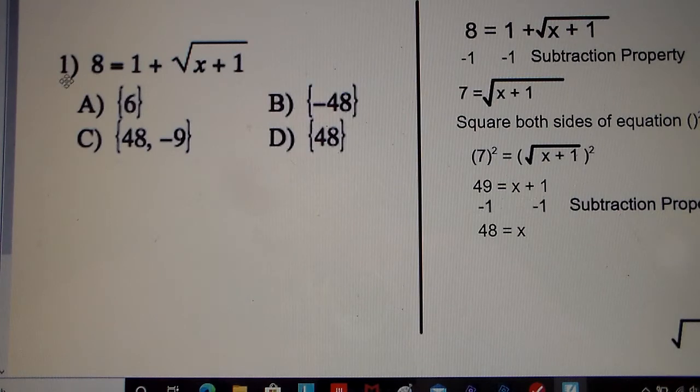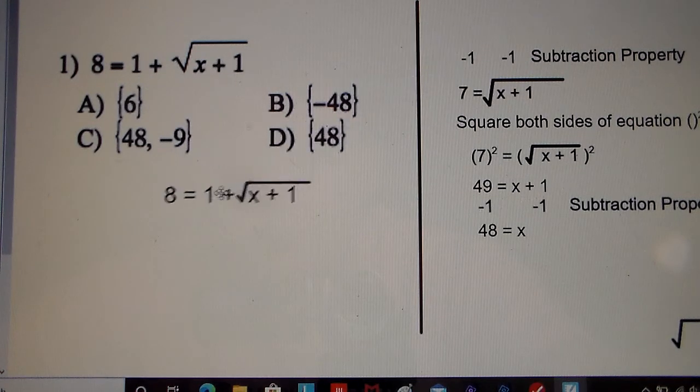So here we have problem number 1. 8 equals 1 plus the square root of x plus 1. What I want to first do is use inverse operations to get the square root of x plus 1 all by itself, meaning all by itself on one side of the equal sign. So here's my equation.